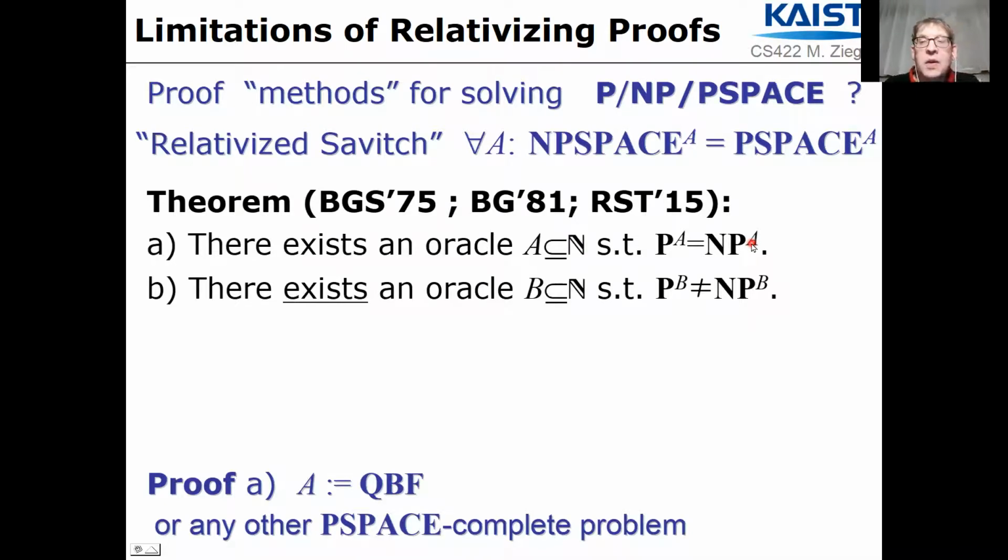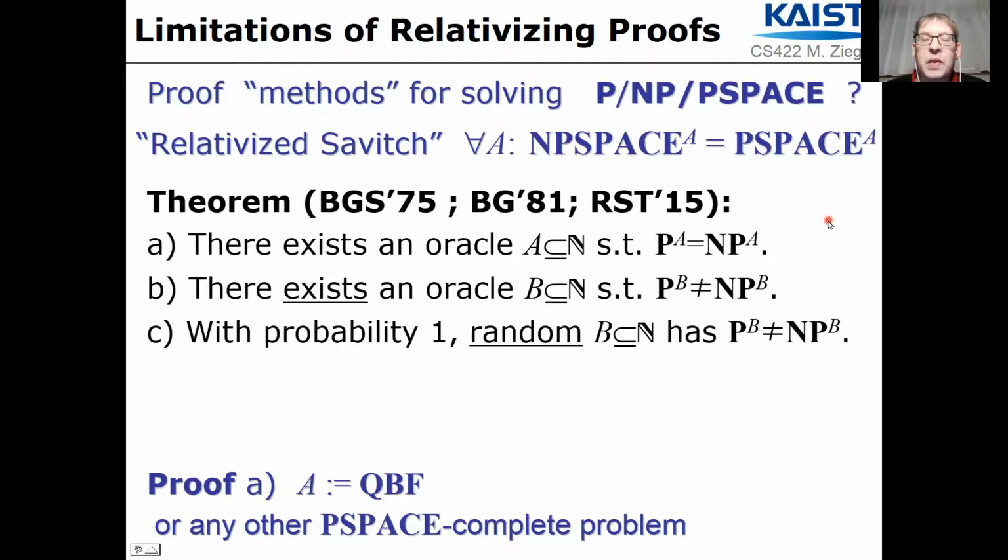So this is kind of an easy construction. The interesting and involved construction is item B. But we're not going to prove that. Instead, we're going to prove a strengthening of claim B. Namely, we're going to prove that almost every oracle makes P different from NP relative to that oracle. More formally, let's consider a random oracle. Then with probability 1, with respect to that random oracle, P is different from NP.